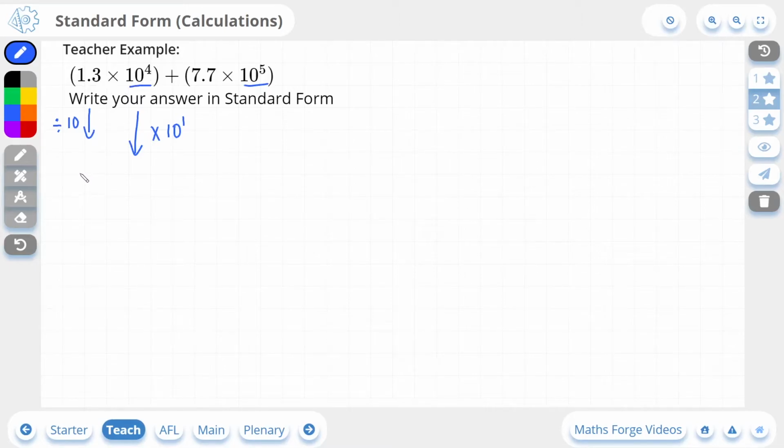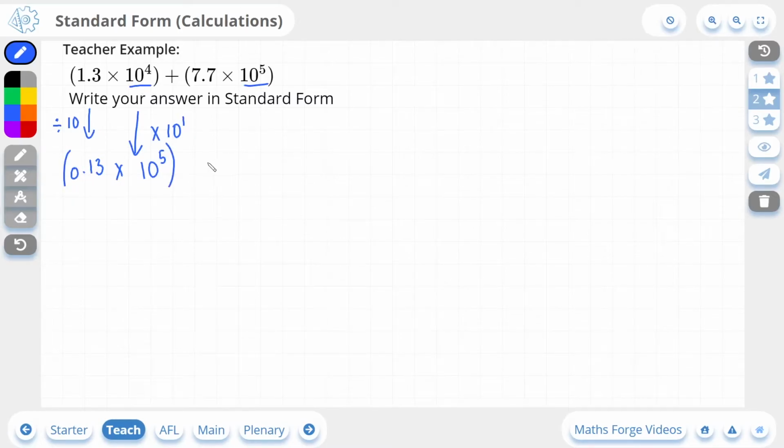And so this is going to give us 0.13 here on the left, and on the right here, this 10 to the 4 now becomes 10 to the power of 5, because of course you multiply the same base number, so you add their powers. So this standard form number on the left has now become 0.13 times 10 to the power of 5.